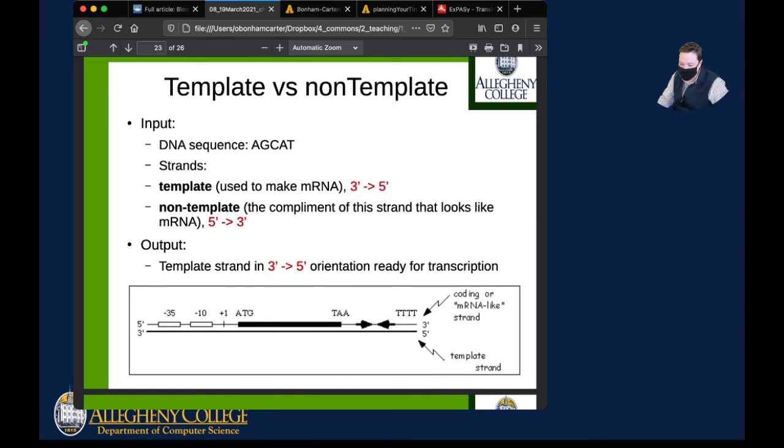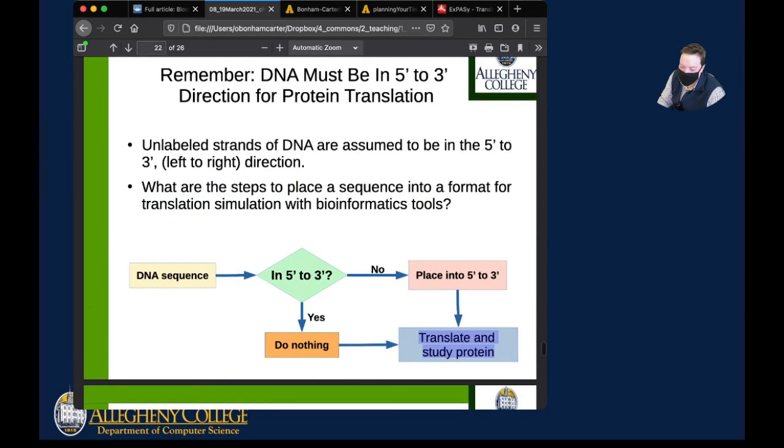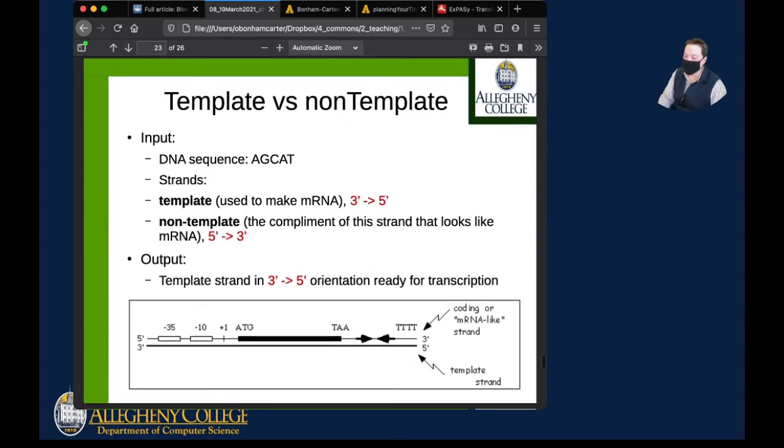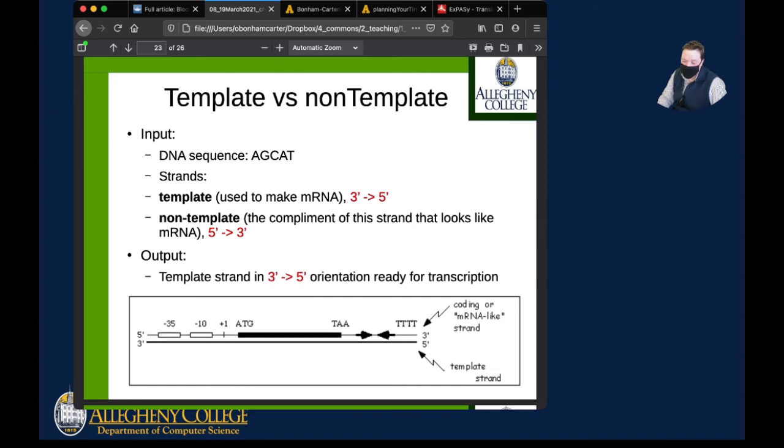These are just some backup slides that talk about other ways of reading this same algorithm down here, template or non-template. First of all, you have to find out whether the code that you have is the right directionality for the gene. In other words, is it 3 prime to 5 prime, or is it 5 prime to 3 prime? And you have to figure out where it is.